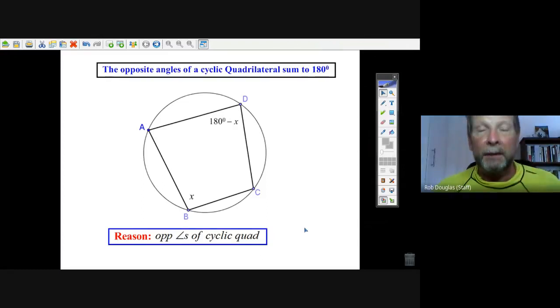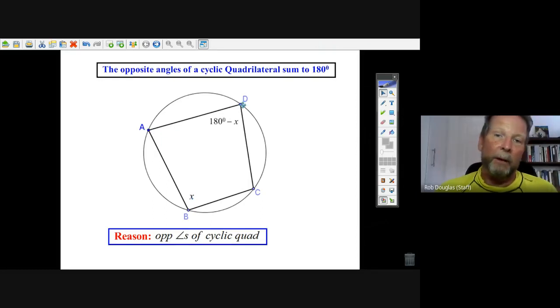Okay, we're going to look at two geometry reasons that use the angles in a quadrilateral. The first one is that the opposite angles in a quadrilateral sum to 180 degrees. So if you have a quadrilateral that fits in a circle, so the points sit on the circumference on the outside of a circle, you know that the two opposite angles always add up to 180 degrees.